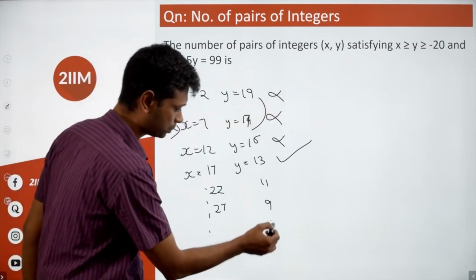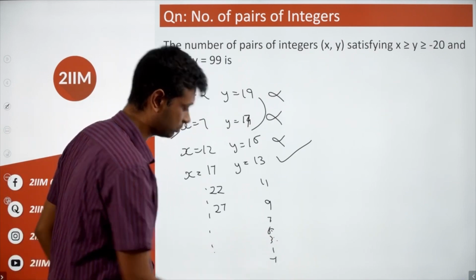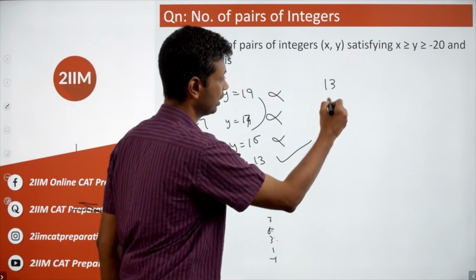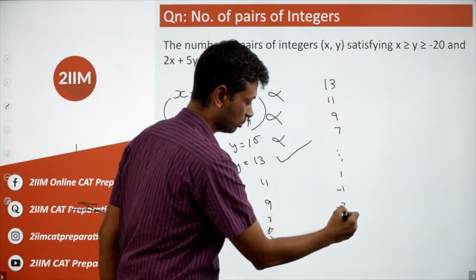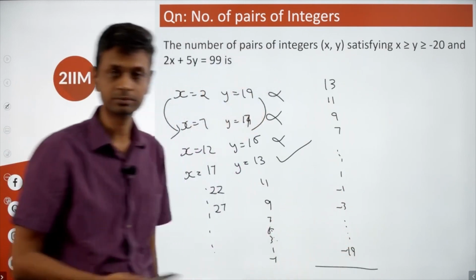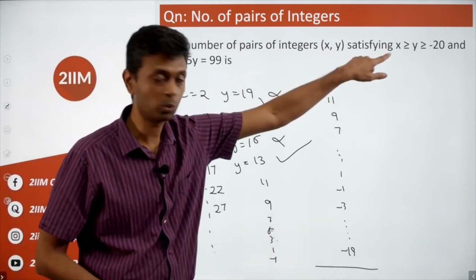This keeps on going down. You go 9, 7, 5, 3, 1, minus 1, etc. But then till what point? It starts at 13, 11, 9, 7, 1, minus 1, minus 3, minus 19, it can't go any further. It can't go below minus 19. It becomes minus 21. That condition won't get satisfied.